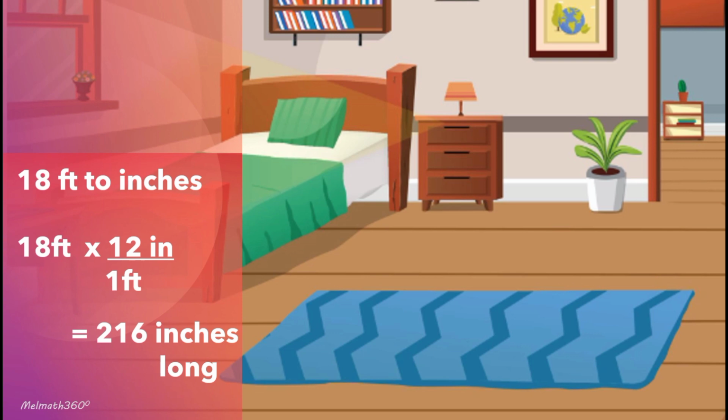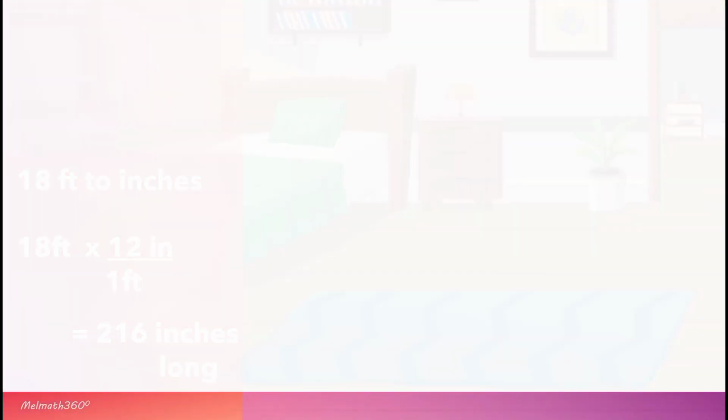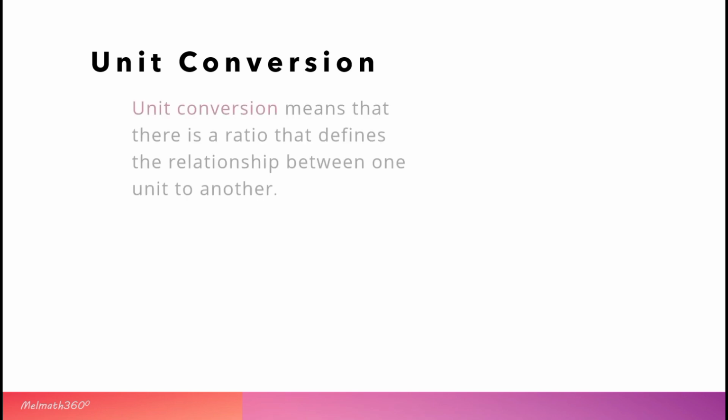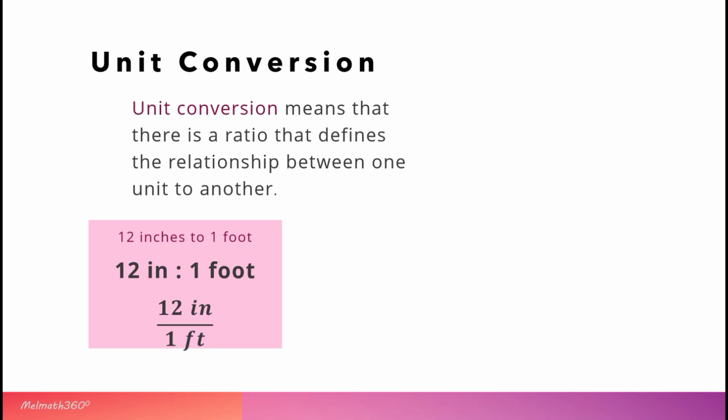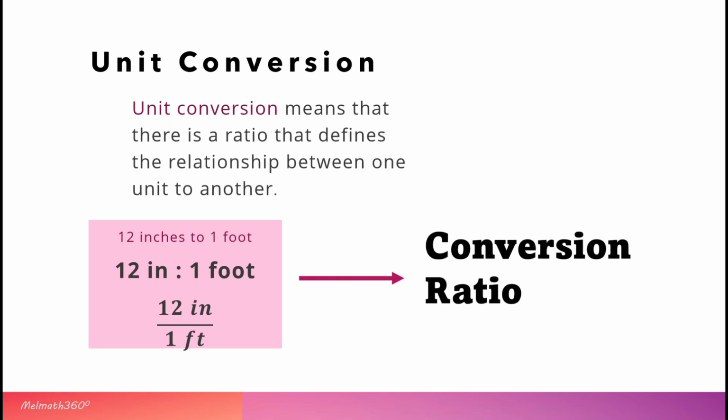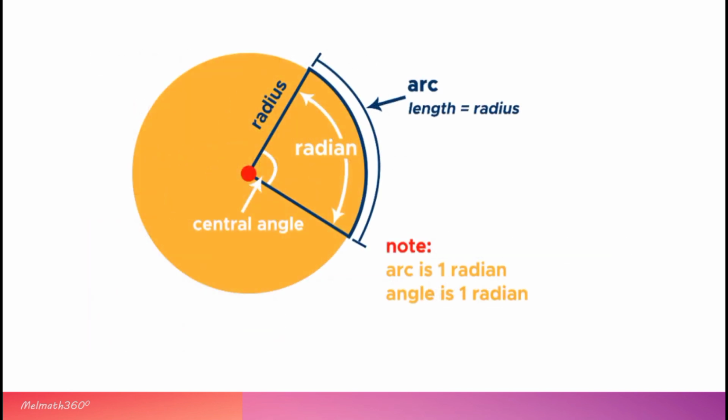The same concept, unit conversion, applies to converting from radians to degrees and from degrees to radians. Keep in mind that unit conversion means that there is a ratio that defines the relationship between one unit to another, such as the ratio of 12 inches to 1 foot. This ratio is called the conversion ratio.